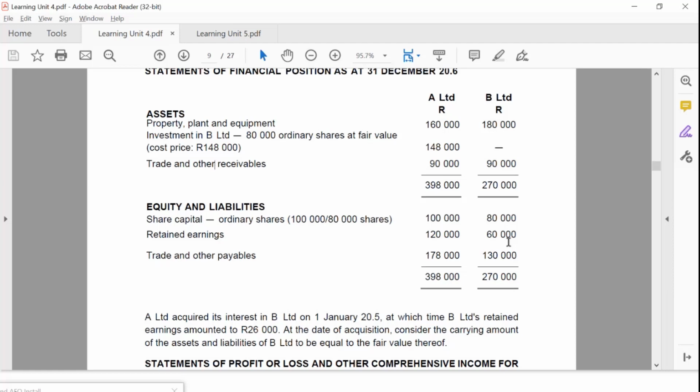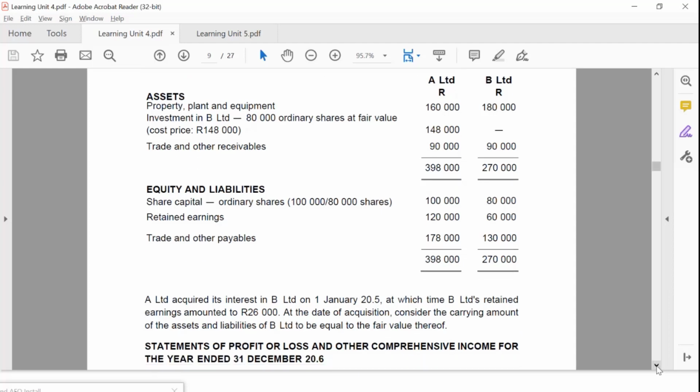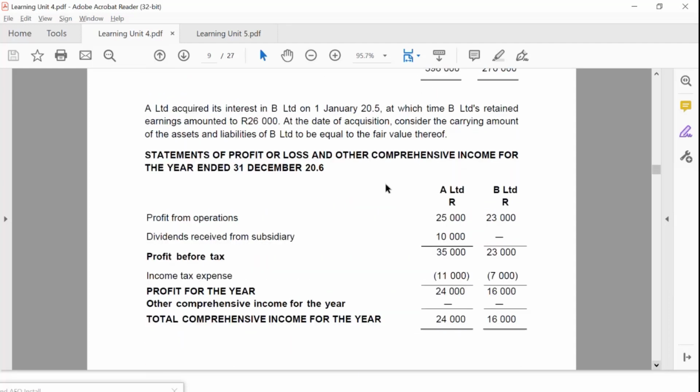They say at the date of acquisition, consider the carrying amount of the assets and liabilities to be equal to fair value because of IFRS 3. Good. And now they give us the statement of profit or loss and other comprehensive income. Profit from operations 25 and 30. Dividends received from subsidiary. This is a wholly owned subsidiary, and you have received 10,000.